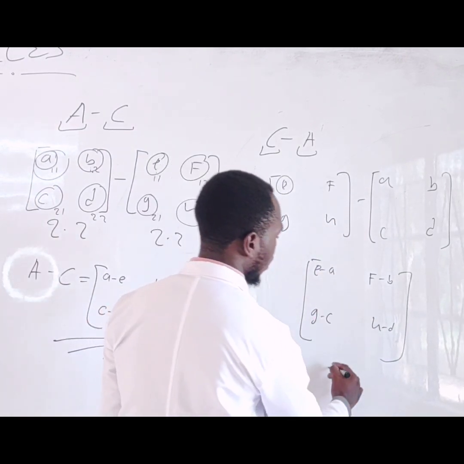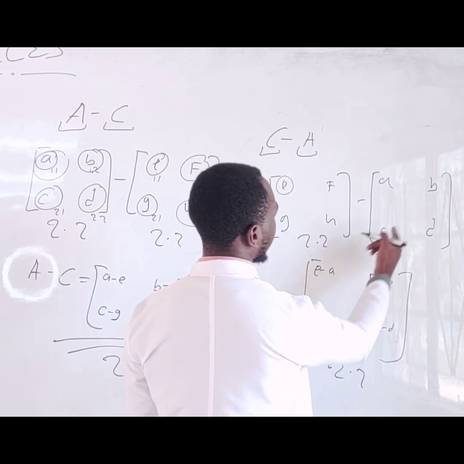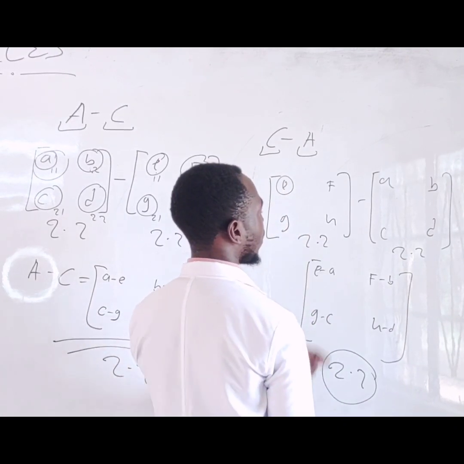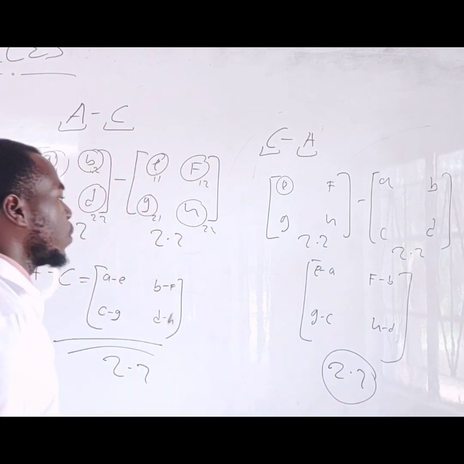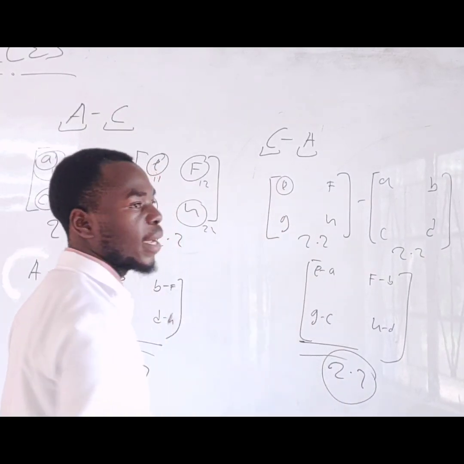What is the order of this one? 2 by 2. What is the order of your given matrix C? 2 by 2. What is the order of this one? 2 by 2. The answer has the same order as the given matrices. It simply means what you are doing is correct. So this is our final answer when you are going to subtract C minus A.